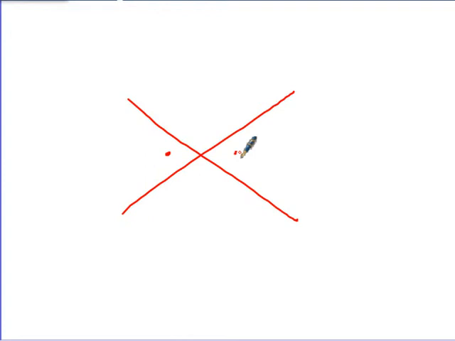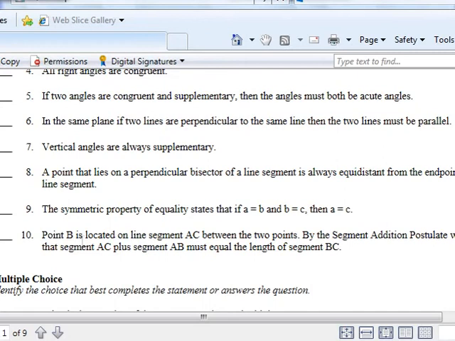Now, here's what throws people off. These two angles, are they always supplementary? Yes, but that's not vertical angles. Okay, that's a linear pair. These two angles are the vertical ones. Vertical is always congruent.